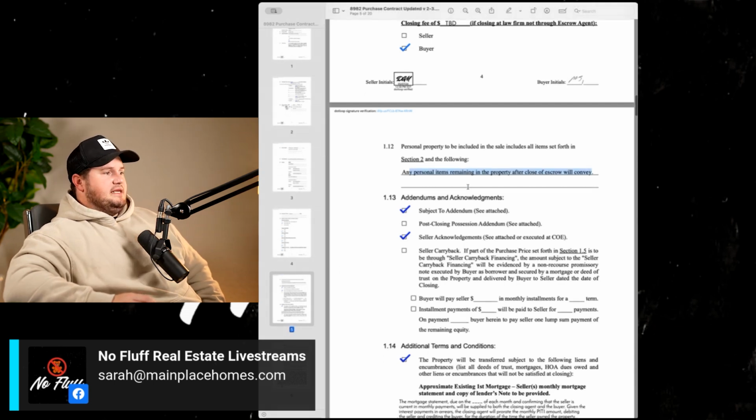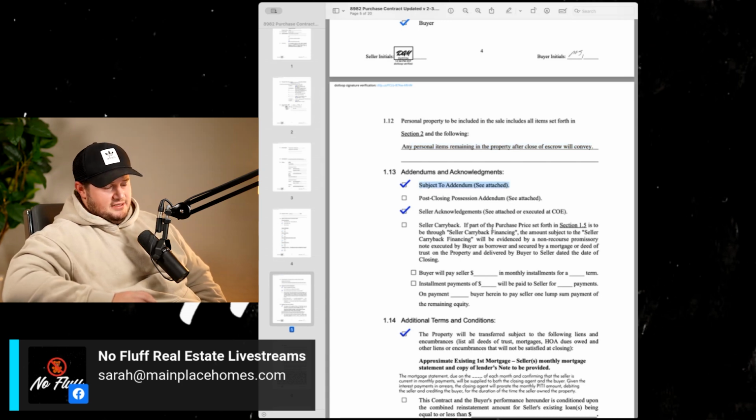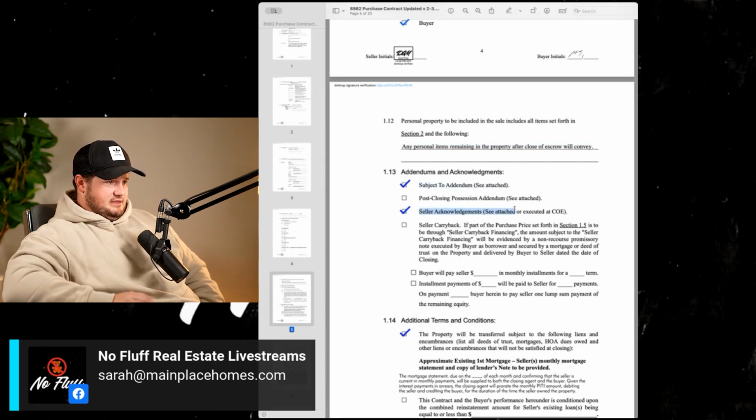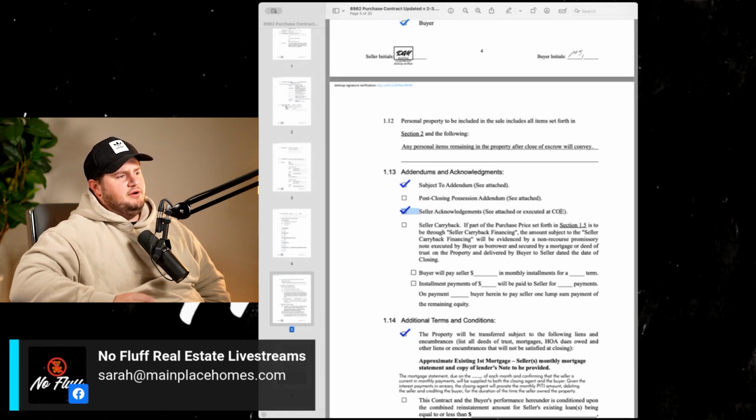All right. Next up is addendums and acknowledgments. These are attached to the agreement. So you have a subject to addendum. It's attached to this agreement, and a seller acknowledgments. It's attached to this agreement. Okay. Oftentimes the seller acknowledgments is just executed at close of escrow. So sometimes we don't actually put it on the contract.